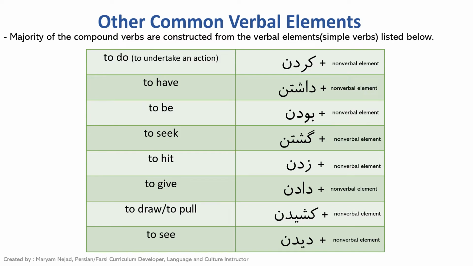So we just learned about the verbal element کردن, and a majority of the verbs come with this verbal element or with this simple verb. However, there are other common verbal elements as well. For example, you will see a lot of verbs with a verbal element, or again simple verb, داشتن, بودن, گشتن, زدن. دادن is also very common. You will see also a lot of verbs with this verbal element, دادن, and then کشیدن and دیدن.